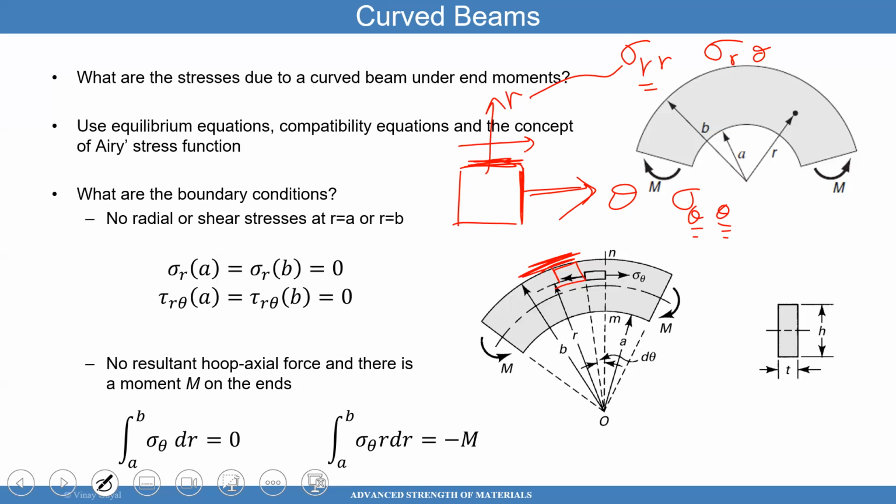And that's why you don't see a sigma theta theta here, because the first subscript tells you what surface you're putting that load on. And you can see that's not the theta surface. This is a theta surface. Is that clear?